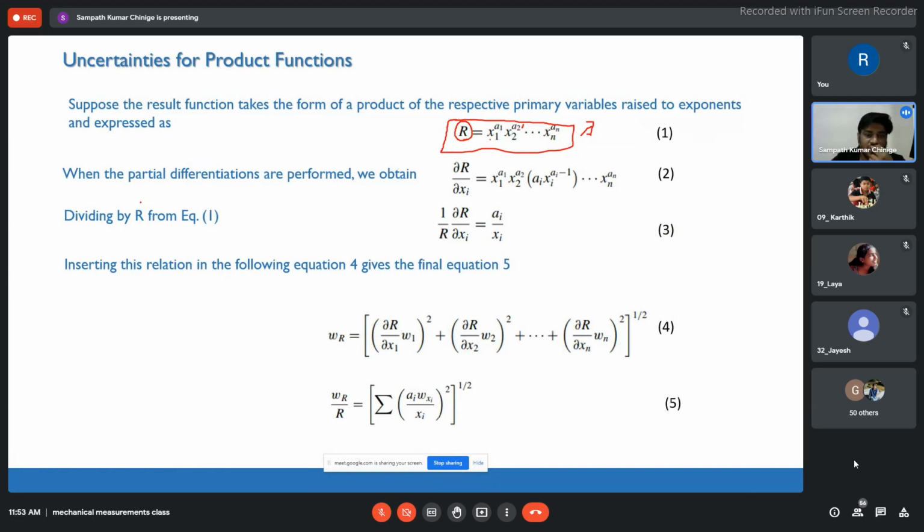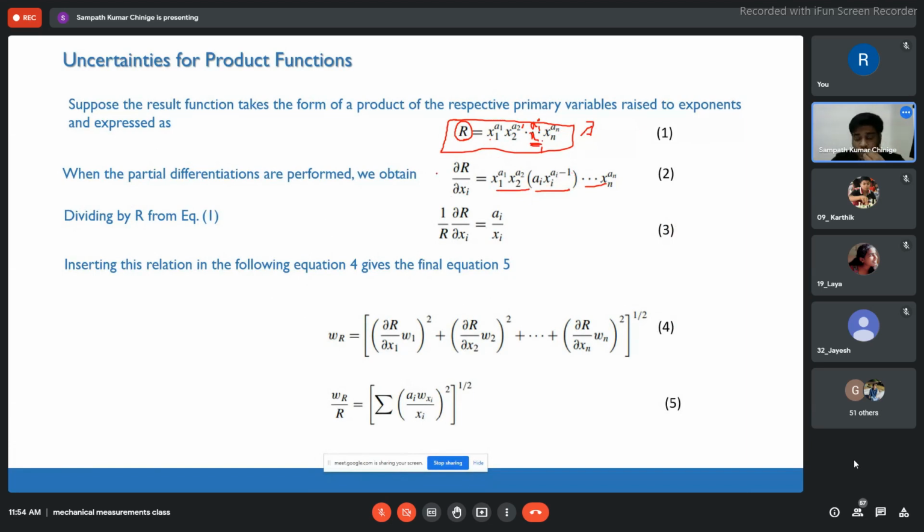When we perform the partial differentiation ∂R/∂Xi, for example taking Xi to the power ai, it is X1^a1, X2^a2, then ai Xi^(ai-1), and so on. All other terms remain constant, and only this term is differentiated, giving ai Xi^(ai-1).